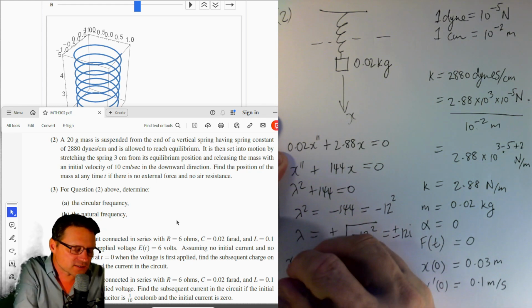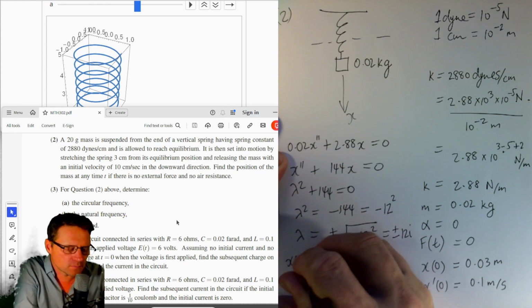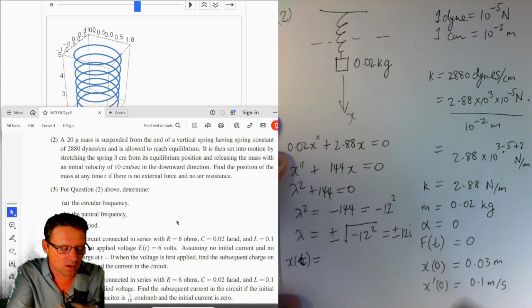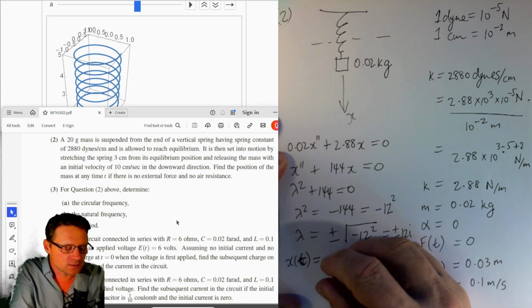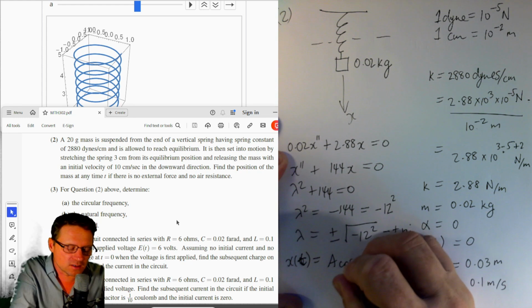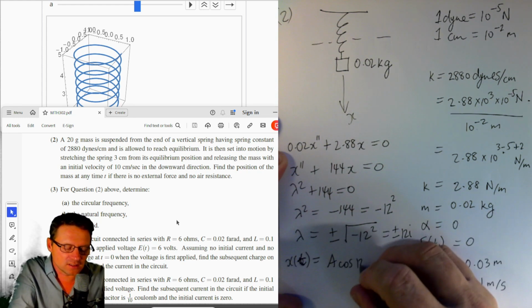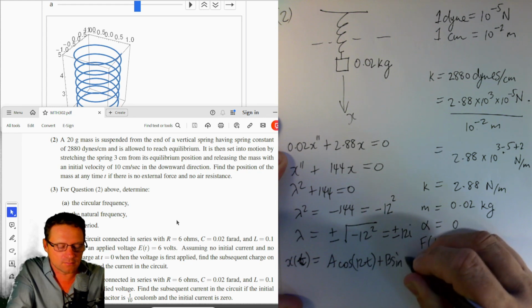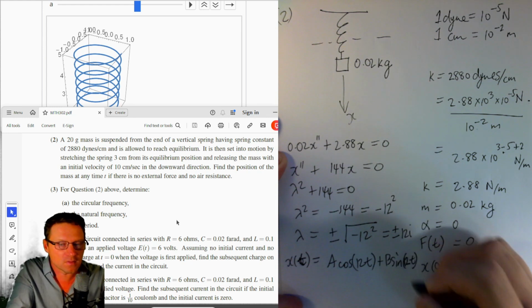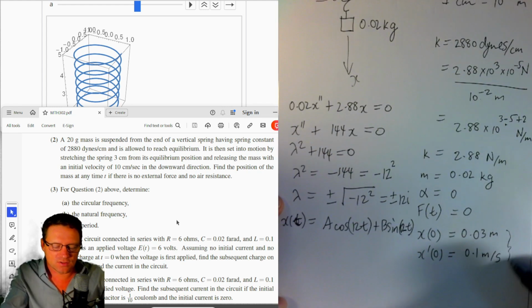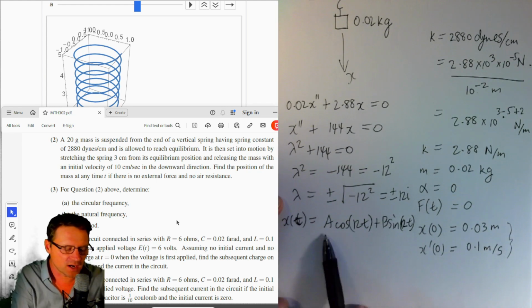So we have x of t is equal to e to the power of 0t. So e to the power of 0 is 1. And then we have a cos of 12t plus b sine of 12t. Okay, so next let's use these two initial values to find the a and the b.